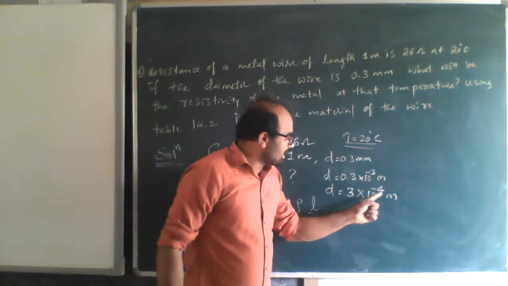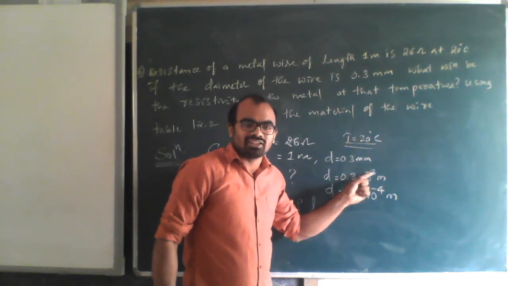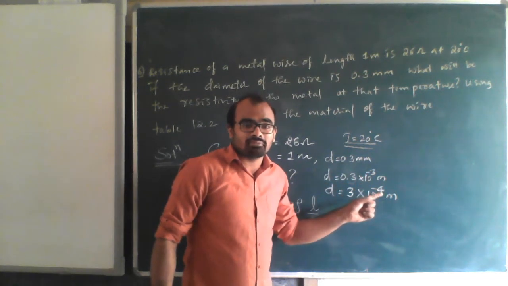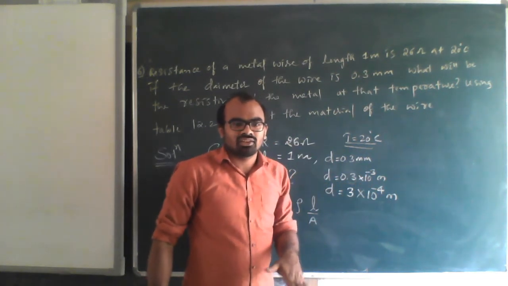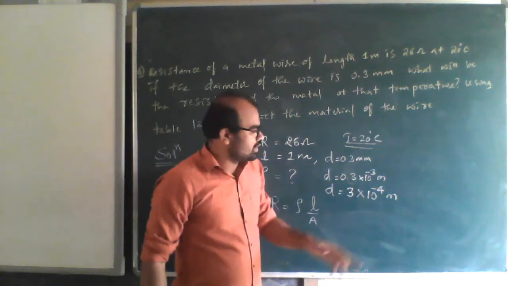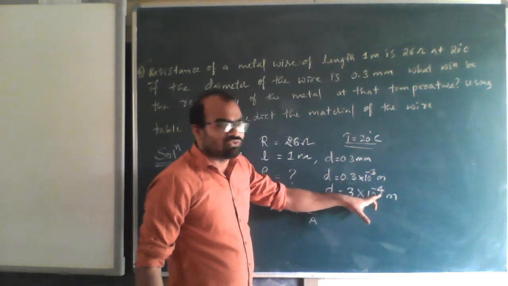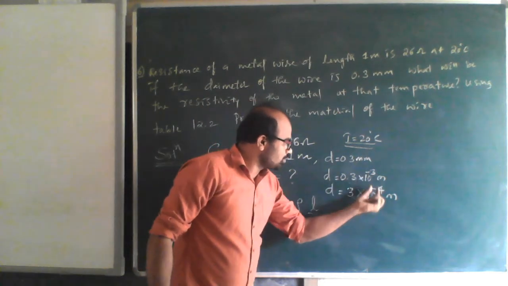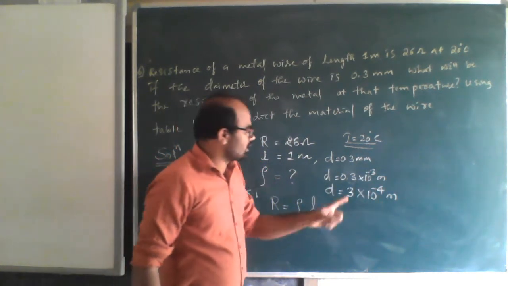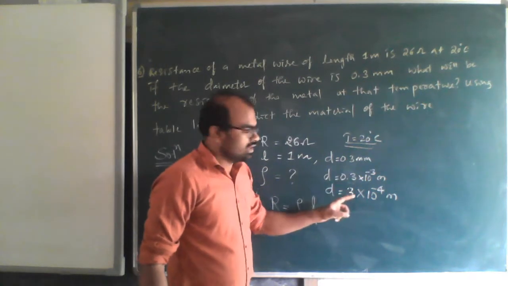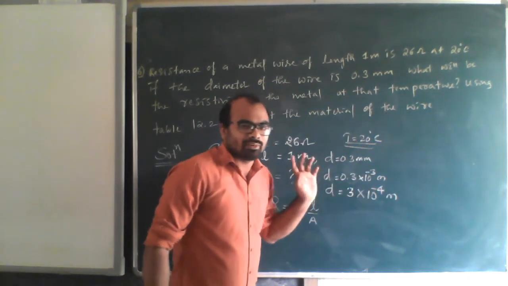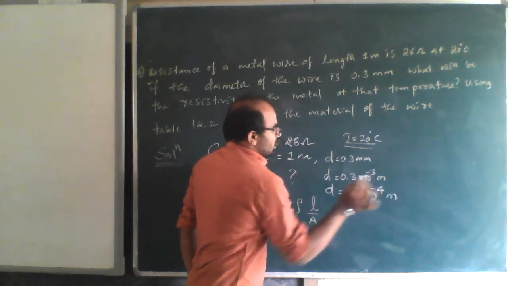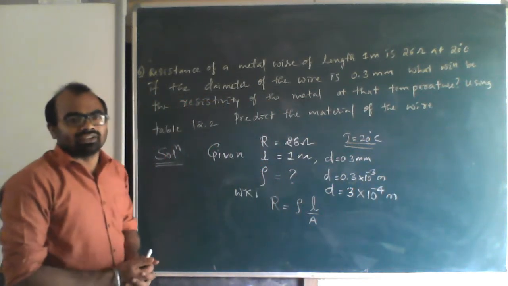Minus 4 is less than minus 3. When minus comes, bigger numbers become less and smaller numbers become more. So minus 3 is greater than minus 4. Here I increased the value, so here we have to decrease the power. Because I moved 1 point this side, we have to decrease it by 1. So D equals 3 into 10 to the power minus 4 meter.